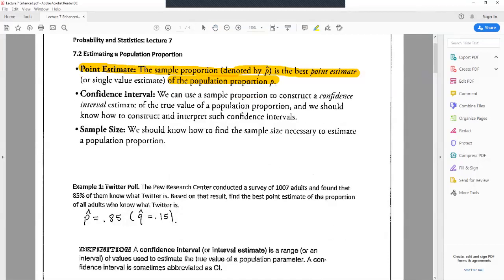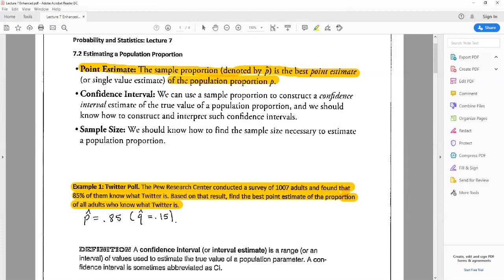For example, look at the Twitter poll problem. It says the Pew Research Center conducted a survey of 1,007 adults and found that 85% of them know what Twitter is. Based on that result, find the best point estimate of the proportion of all adults who know what Twitter is. Well, if they did a survey of 1,007 adults and found that 85% of them know what Twitter is, then the best point estimate, p hat, in this case, would be 85% or 0.85.